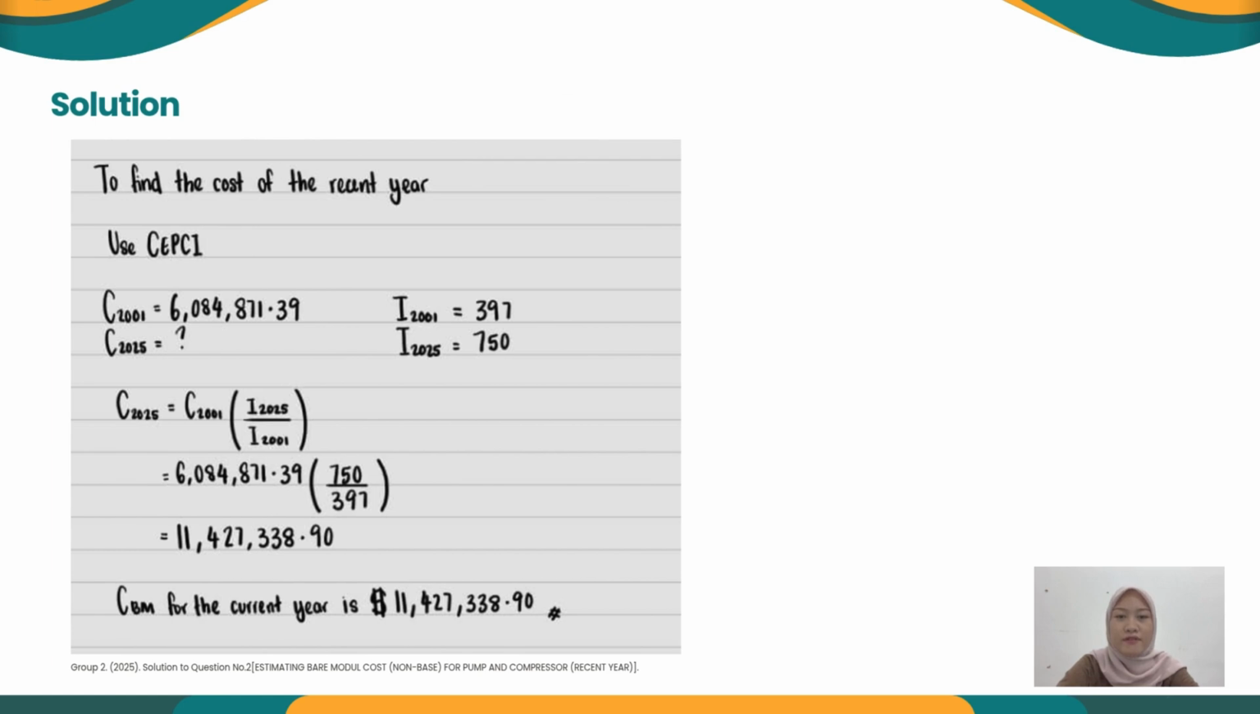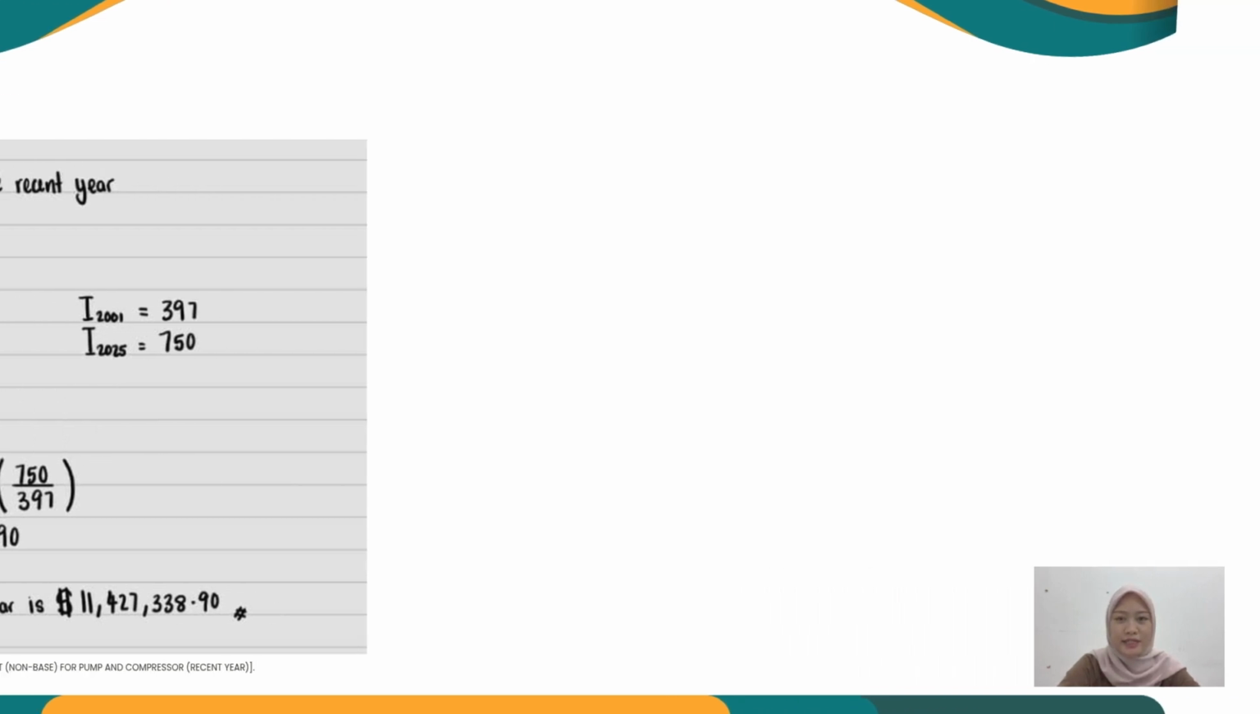To find the CBM for the current year, we need to use the SAPC. Given the index 2001, 397 and 2025, 750. By inserting the values we have, we obtain the bare module cost equal to $11,427,338.90. Now, we already knew how to calculate the bare module cost for both pump and compressor. And now, for the last part, I will let our friend Melia to conclude this presentation.